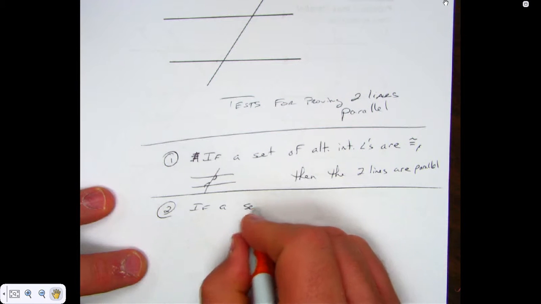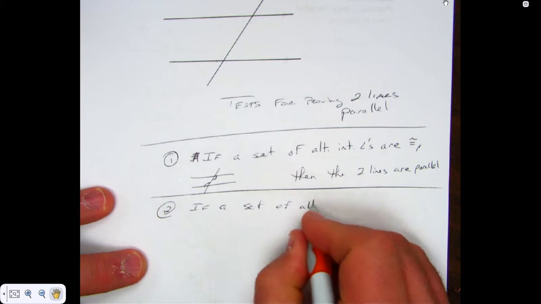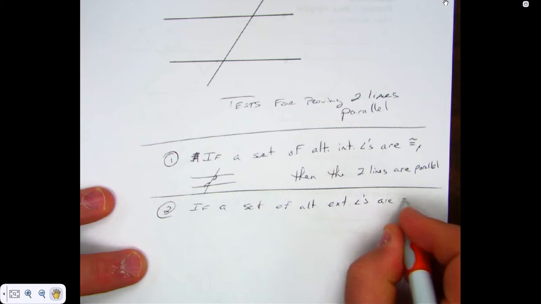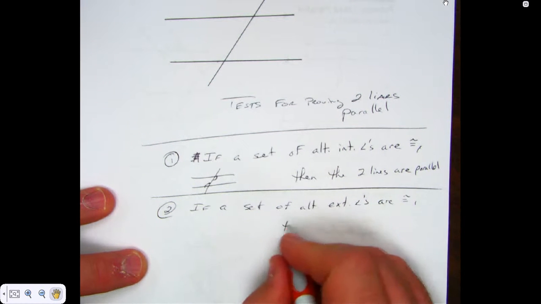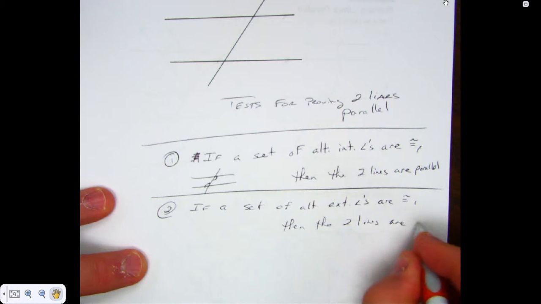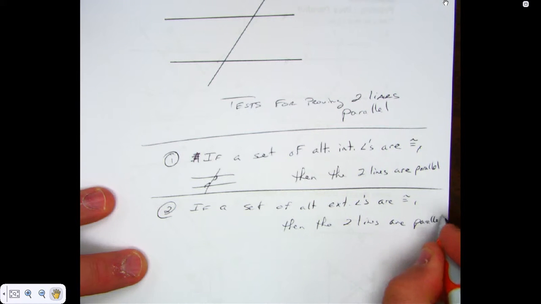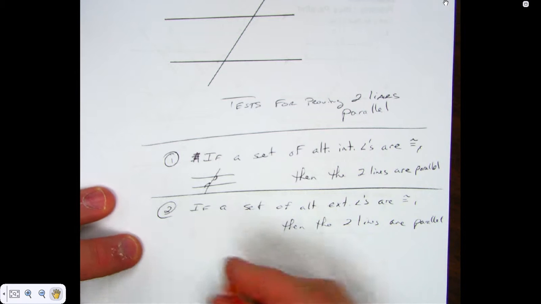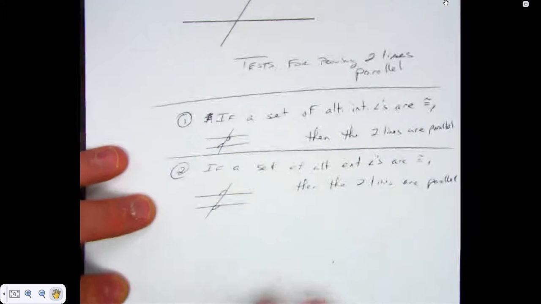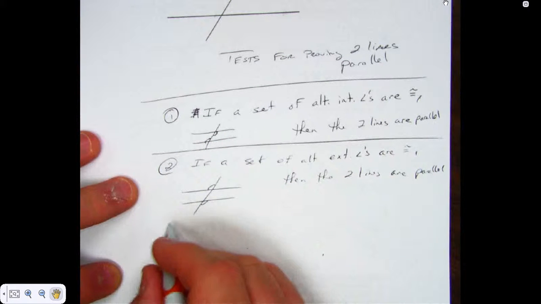Our second test, what do you think's next? If a set of alternate exterior angles are congruent, then what do you think you can say? Then the two lines are parallel. What does that look like? Well, you've got the same situation here, but you'd have a set of alternate exterior angles. See that picture?